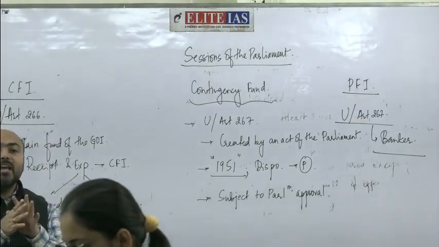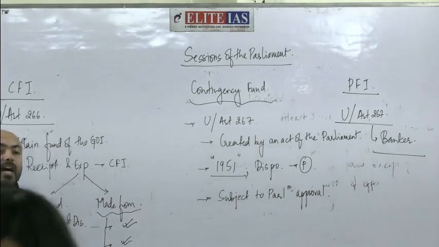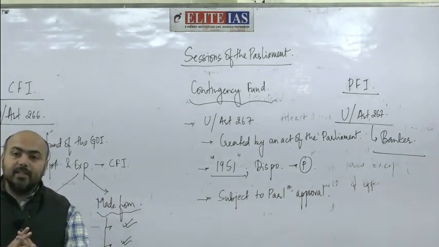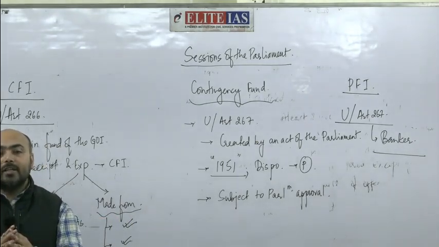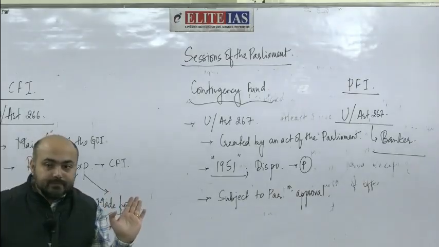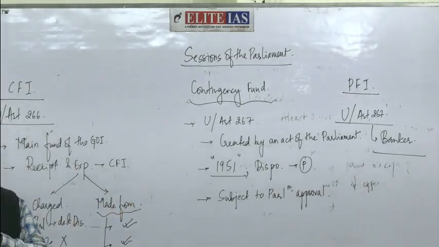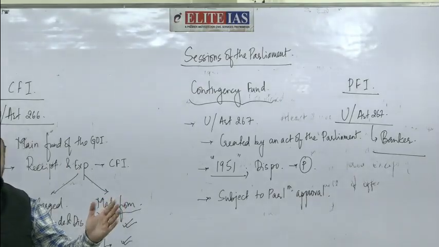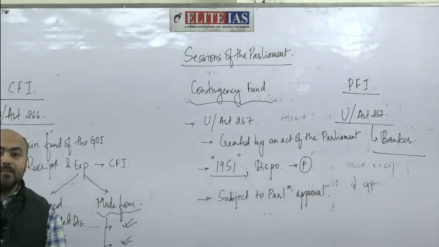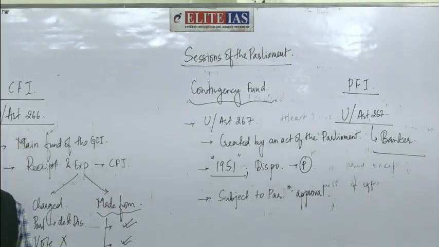Now one house has passed the bill but the other has rejected it. In that case, the bill dies. That means this constitutional deadlock cannot be resolved. So for a constitutional amendment bill, if there is a deadlock, it cannot be resolved. The Constitution does not provide any provision for it.